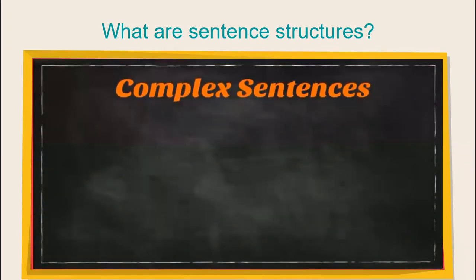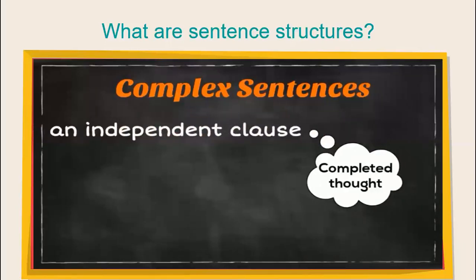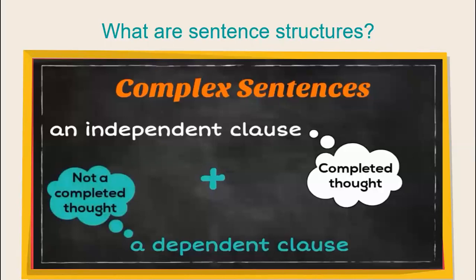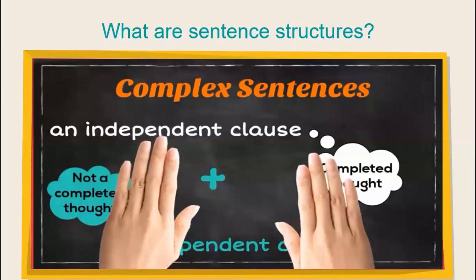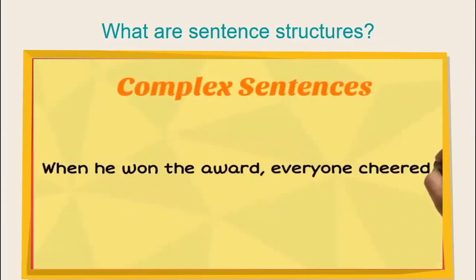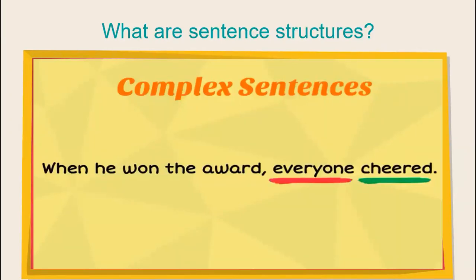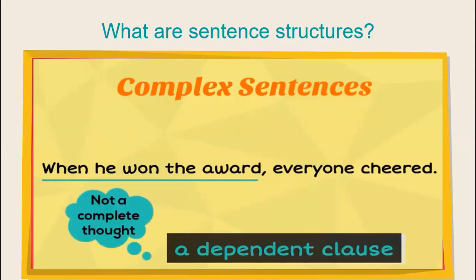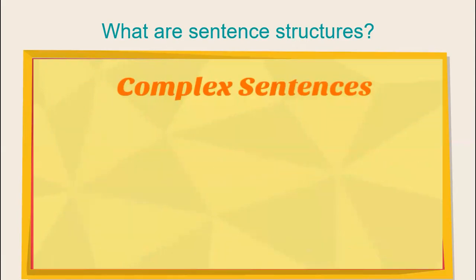Complex sentences. Complex sentences are composed of an independent clause and a dependent clause. Dependent clauses are not completed thoughts. Here is a complex sentence. When he won the award, everyone cheered. This is the independent clause because it has one subject and one verb, and it's a completed thought. This clause is a dependent clause because even though it has a subject and a verb, it's not a completed thought.